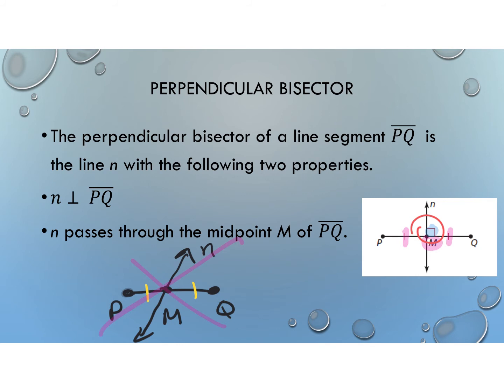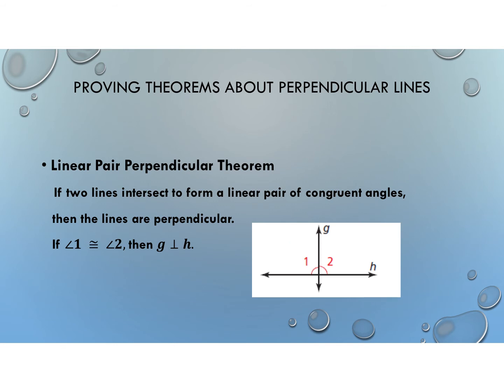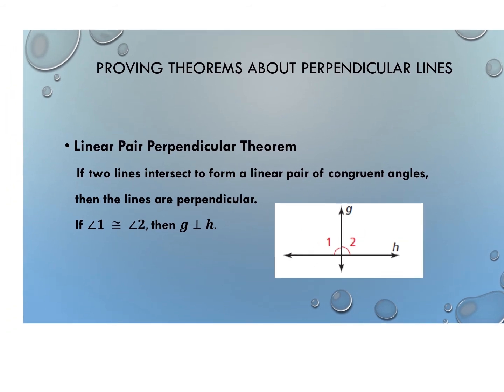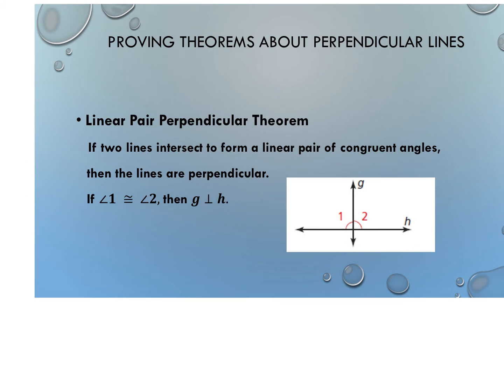All right, let's go on. Proving theorems about perpendicular lines. So here's our first theorem. It's called the linear pair perpendicular theorem. And this one states if two lines intersect to form a linear pair of congruent angles, then the lines are perpendicular. So if you think about it, if you have a linear pair, we know a linear pair is supplementary by the linear pair postulate.